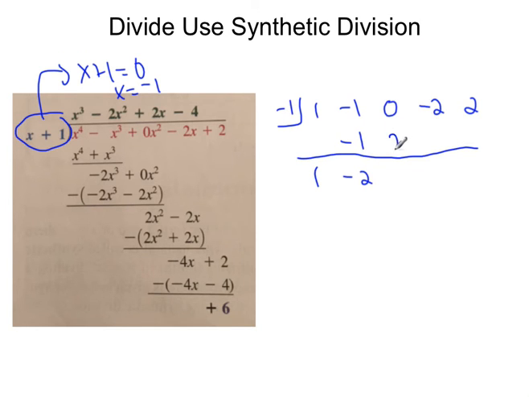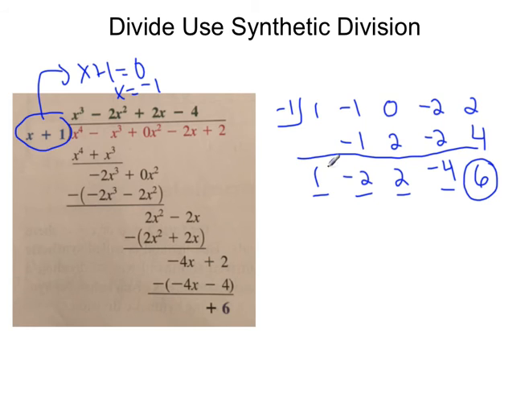That's positive 2. Again, add straight down. 2 times negative 1 is negative 2. Add straight down. Negative 4. Negative 4 times negative 1 is positive 4. 6. This is my remainder, and these are all the coefficients of my answer. And you can see that it matches up there.